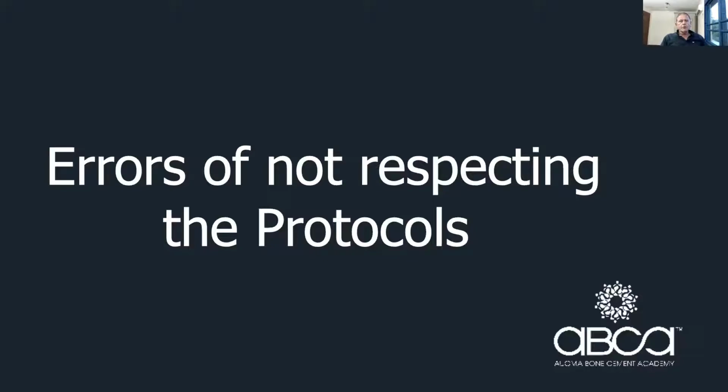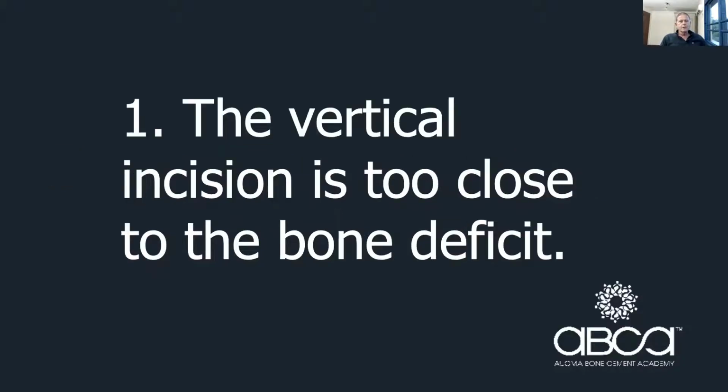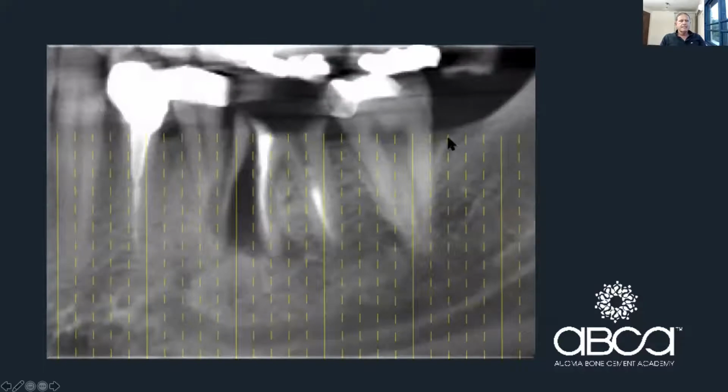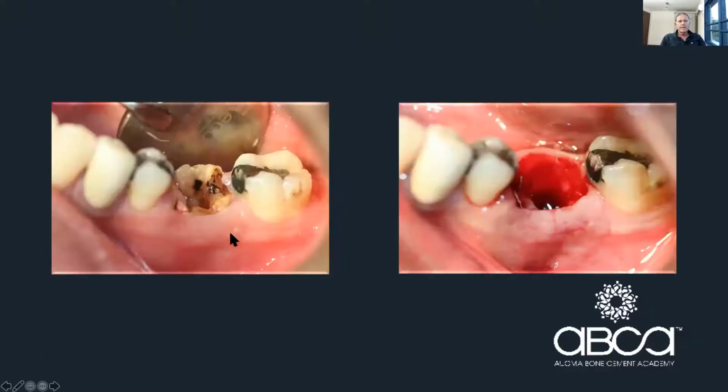Now, errors of not respecting the protocols might also be errors of surgical approach, okay? For example, if we make the vertical incision too close to the bone deficit, such as in this case, we can see that we have here a big defect with missing of the buccal plate. Of course, in such cases, we need to reflect the flap. Here, there was a mistake that was done.